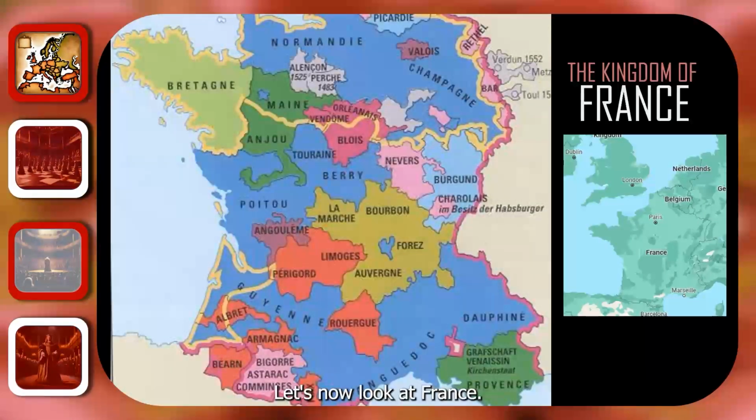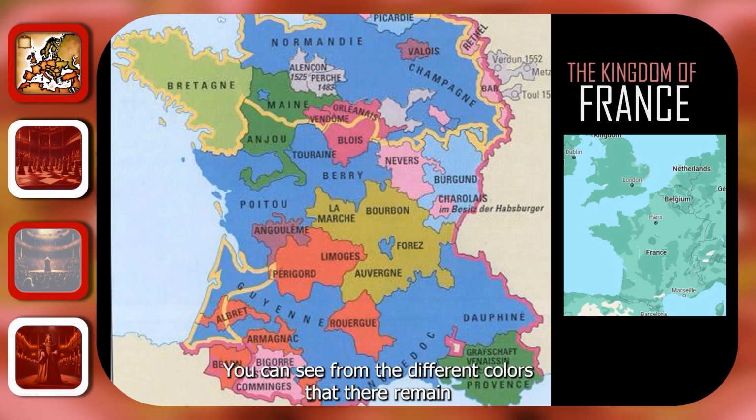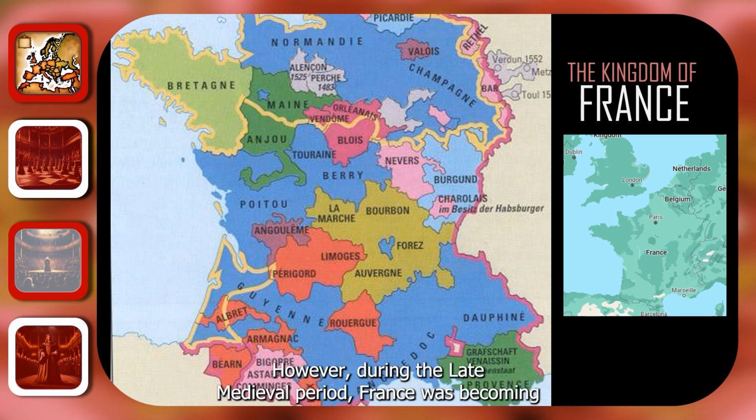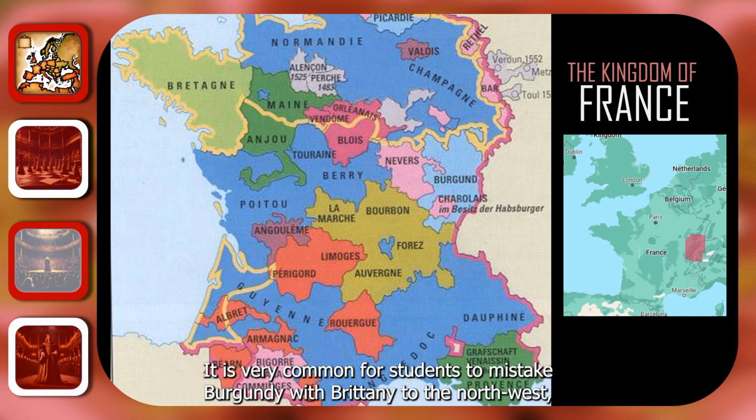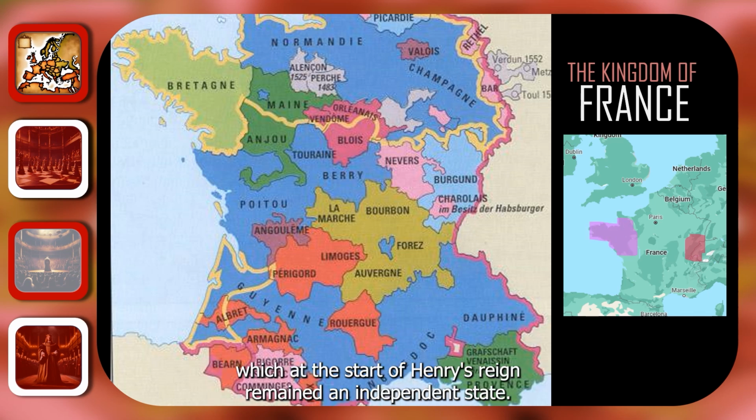Let's now look at France. You can see from the different colors that there remained several regions under semi-autonomous control. However, during the late medieval period, France was becoming increasingly centralized. As previously mentioned, the Duchy of Burgundy will be highly significant to our study of Henry's foreign policy. It is very common for students to mistake Burgundy with Brittany to the northwest, which at the start of Henry's reign remained an independent state.